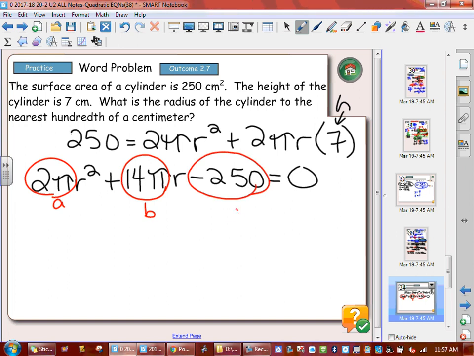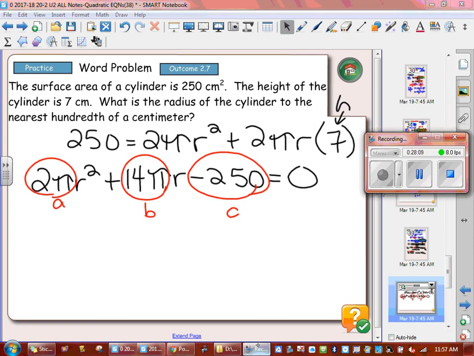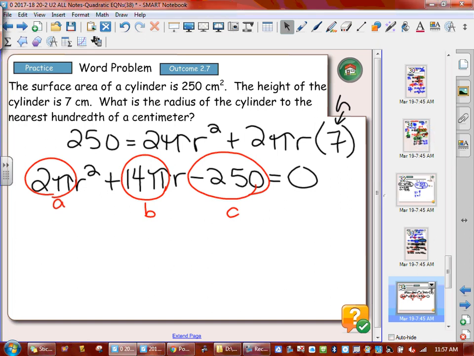Okay, I'm just going to give you the answer for this, the exact value answer, and you can practice on your own, okay? So you get radius is equal to 3.71 centimeters. Okay? This concludes problem solving using quadratic formula.